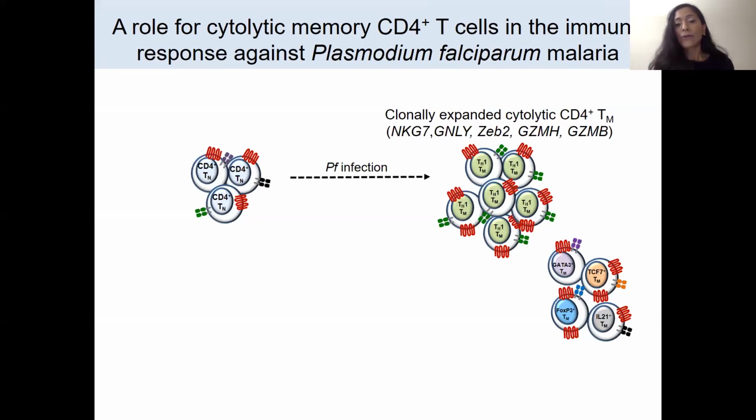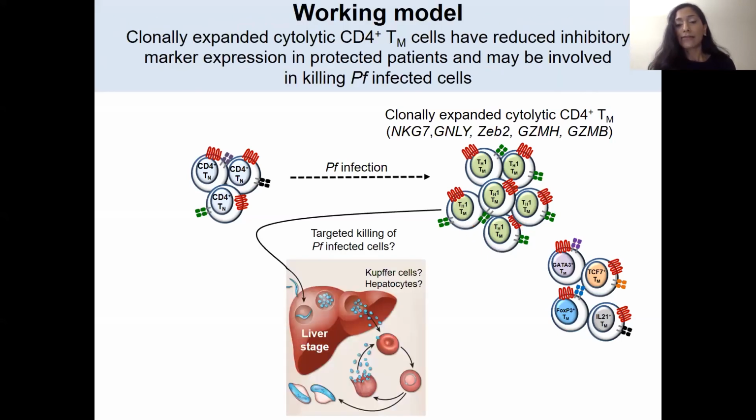And on the next slide, we hope to show you that this data could then maybe lead to developing a hypothesis that these cells might be involved in direct killing of P. falciparum infected cells. We know that these memory CD4 T cells are likely responding to MHC class II expressing cells, and it's possible that they're probably responding to cells in the liver that express MHC class II. Our hypothesis is probably infected hepatocytes or maybe Kupffer cells that are presenting parasite antigens.